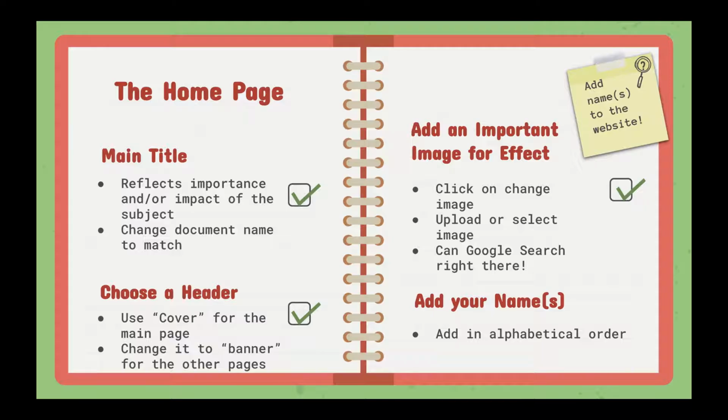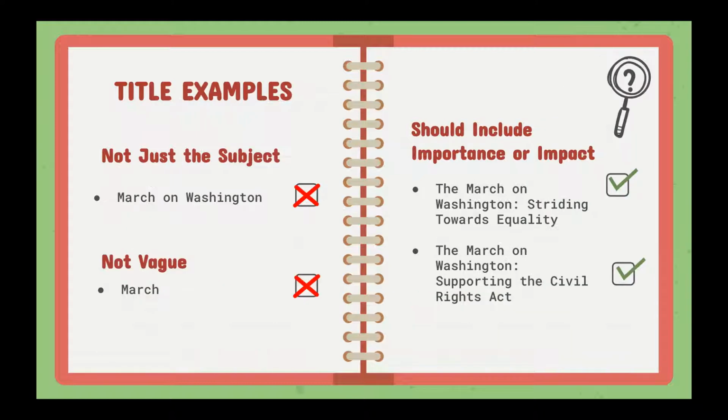The home page is going to set things up for your viewer so that they know what the subject is, who made it, and highlights important information. The main title will reflect the importance and/or impact of the subject. Don't forget to change a document name to match so that you don't lose it in your Google Drive, which can happen. For example, you don't want your title to just be the subject, the March on Washington.